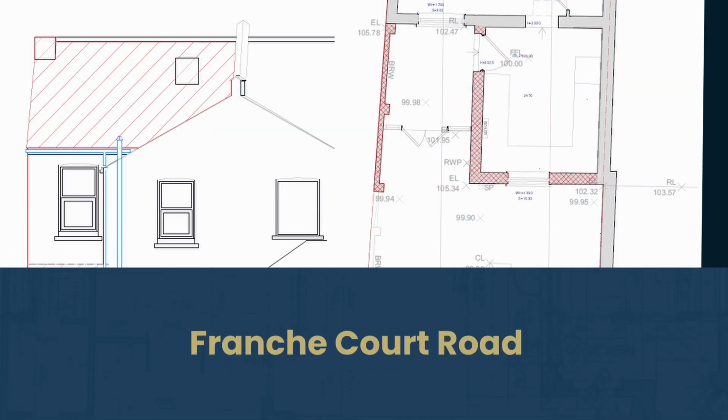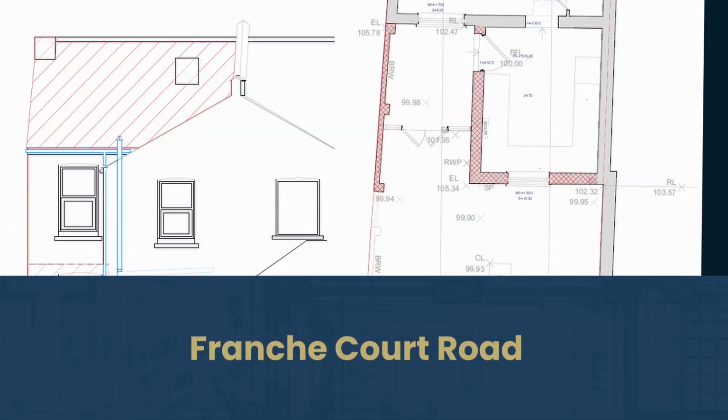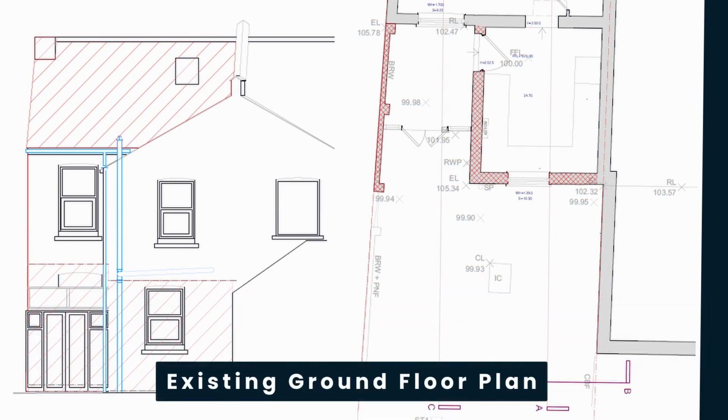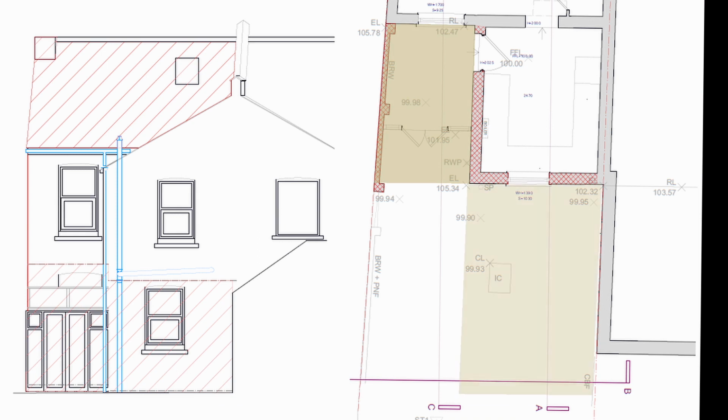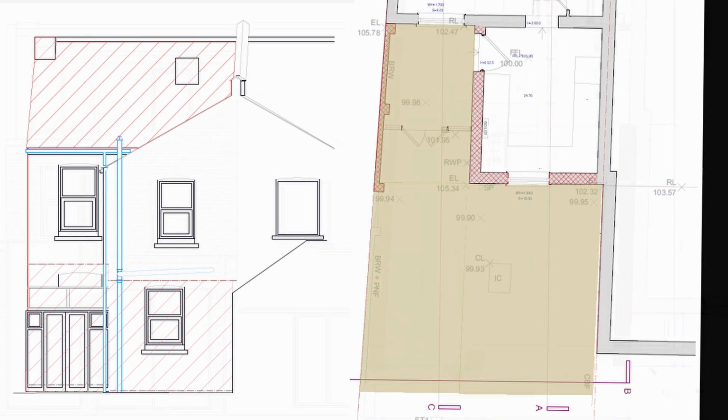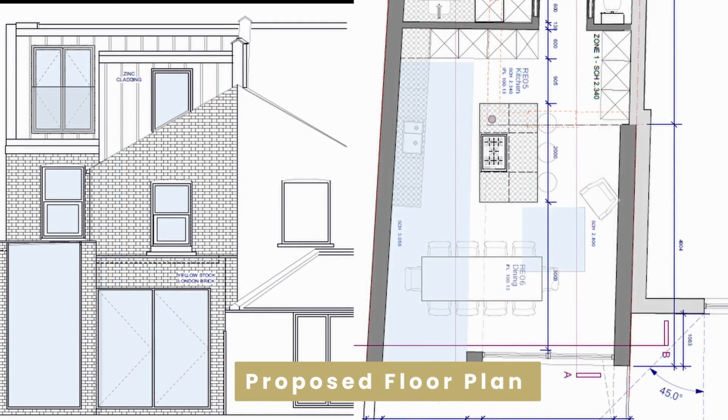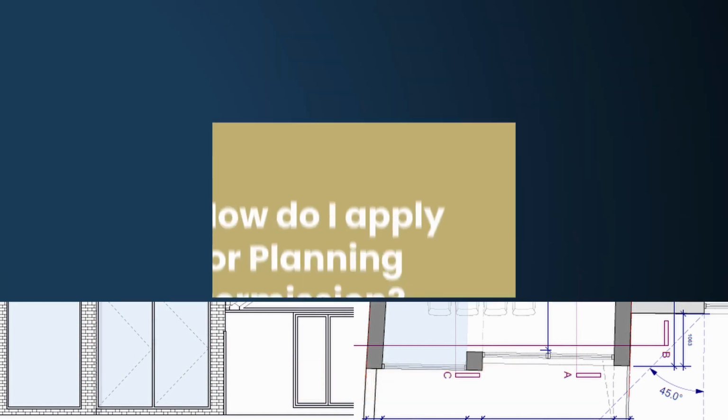An example of this was our Franch Court Road project, where the client wanted a side and rear extension to their existing property. A 3-metre side return plus 3 metres to the main rear would fall under permitted development. However, as we wanted to also square off the extension, this no longer conformed to permitted development, and we had to apply for a full planning permission.